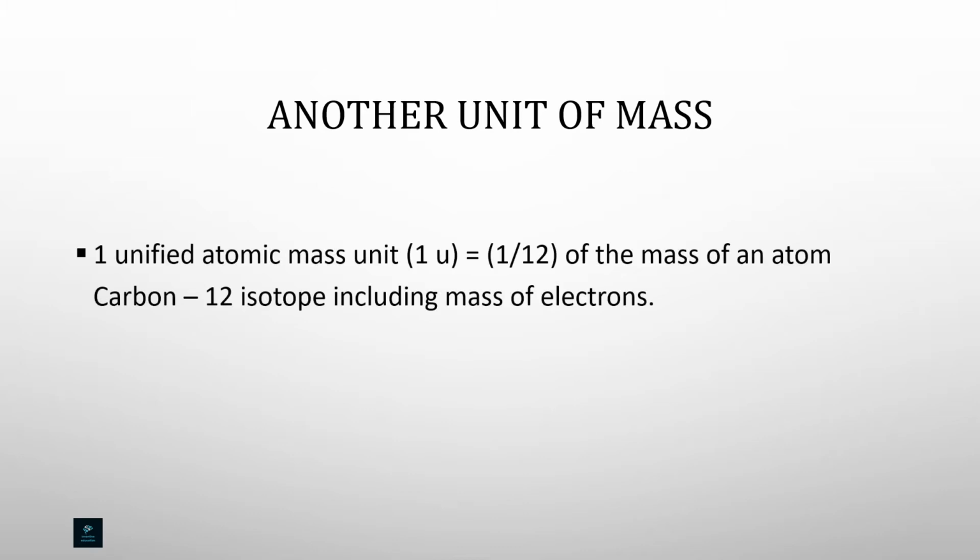Since it is impractical to define atomic mass in terms of kilogram, another unit of mass is used for measuring mass of atoms or molecules. Therefore, one unified atomic mass is defined as 1/12 of the mass of an atom of carbon-12 isotope, including mass of electrons.